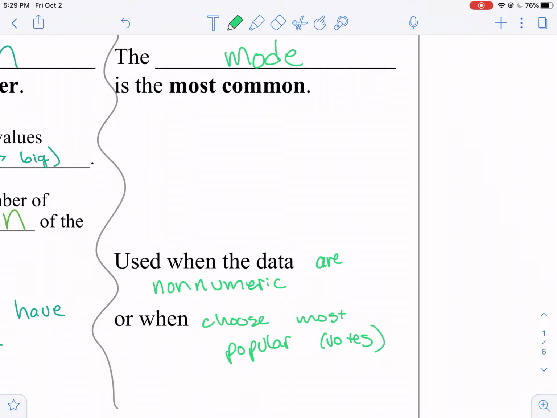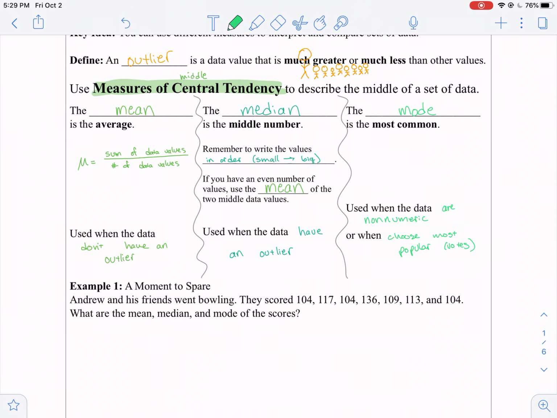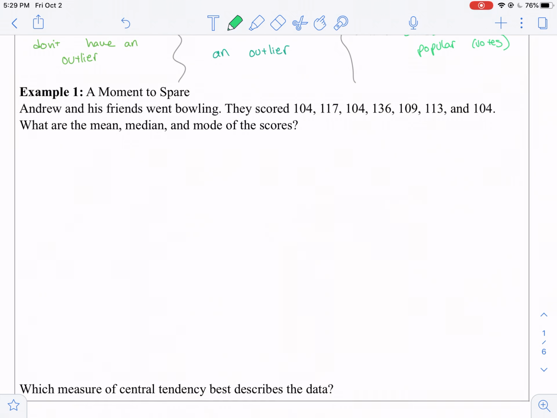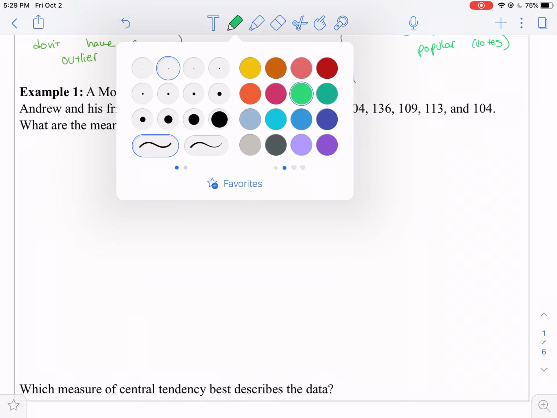So that's fun. Okay. So what we'll do is we'll look at a couple examples and then we'll decide which one fits best. So we've got our buddy Andrew and his friends went bowling, and here are their bowling scores. What are the mean, median, and mode of the scores? Well, let's start with the mean, because that's what it asked for first.